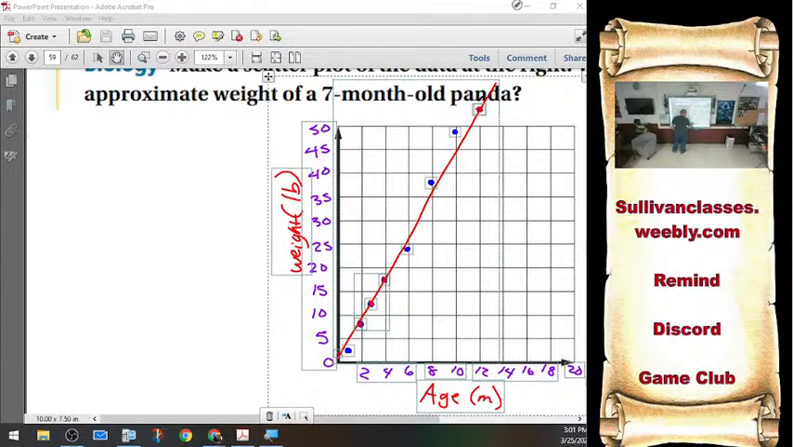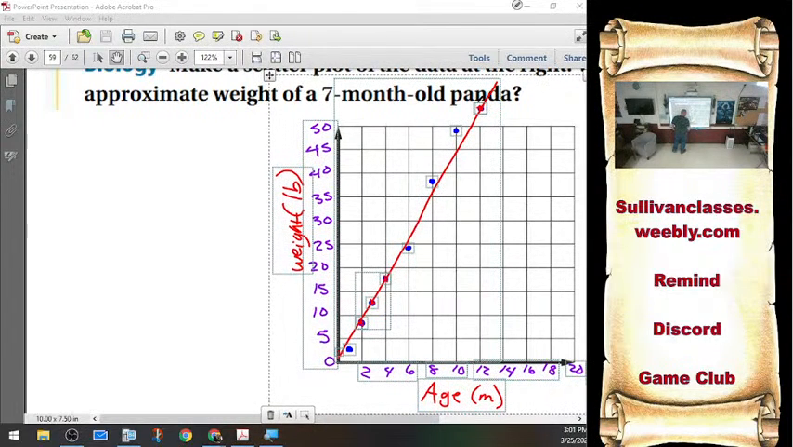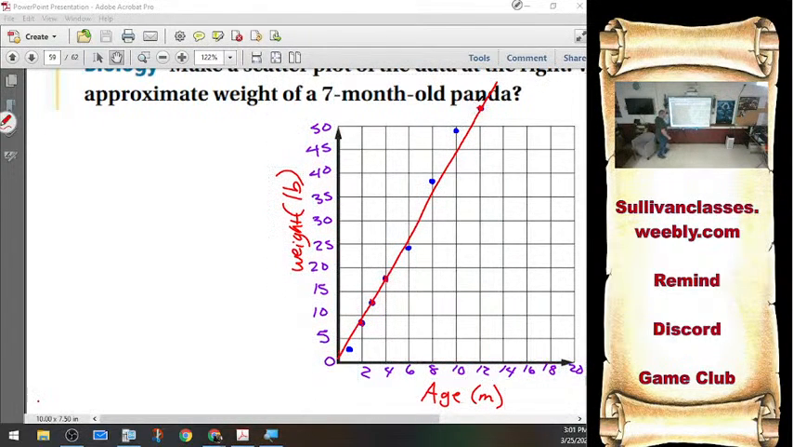Make sure that's sitting good. There we go. Okay.